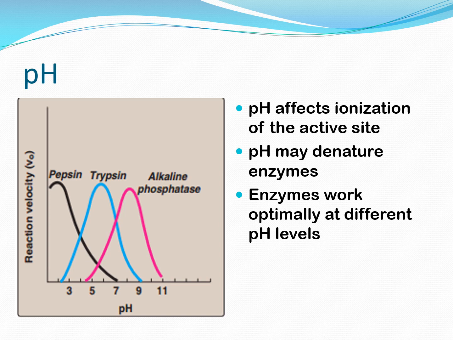Your pH also affects rate of reaction. This affects your ionization of the active site, and pH may also denature enzymes. Some enzymes work optimally at different pH levels, such as pepsin and trypsin, which would be your stomach acid enzymes, which tend to work in acidic environments, as opposed to your alkaline phosphatase, which tends to work better in basic environments.